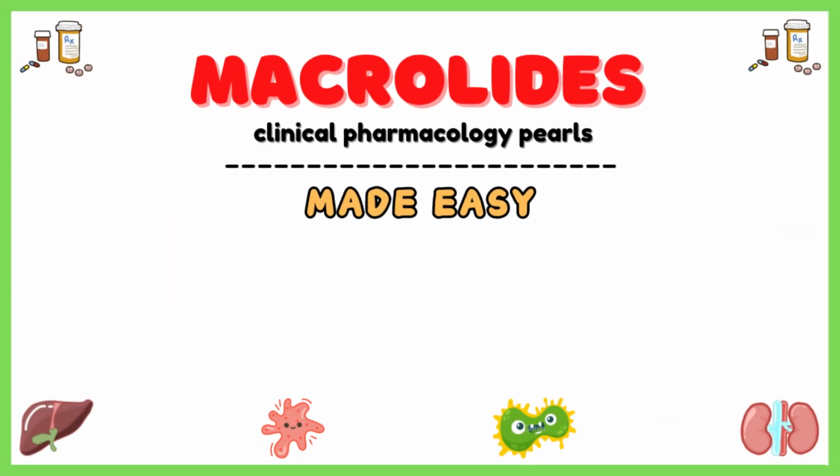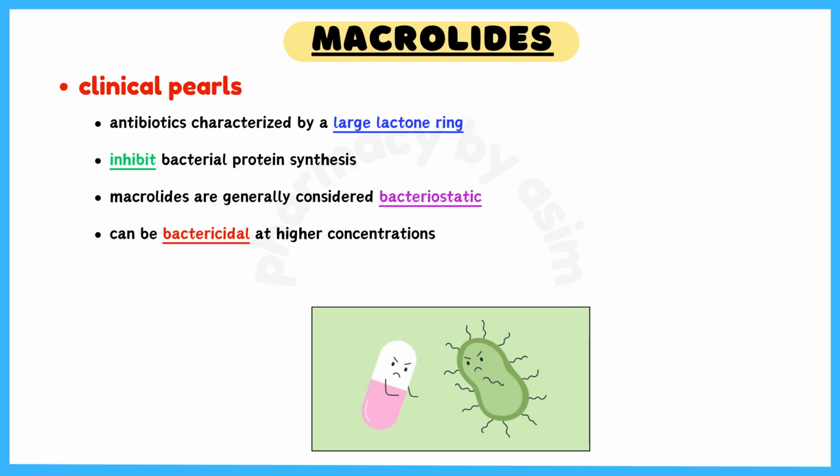Macrolides are a class of antibiotics, characterized by a large lactone ring, with one or more deoxy-sugar moieties. They inhibit bacterial protein synthesis, and are used to treat various bacterial infections. Macrolides are generally considered bacteriostatic, but they can be bactericidal at higher concentrations or against certain organisms. In this video we will discuss some important clinical pharmacology pearls about these macrolides.